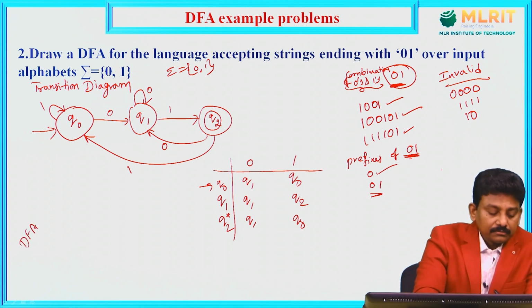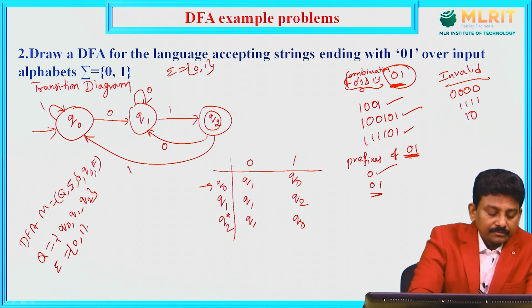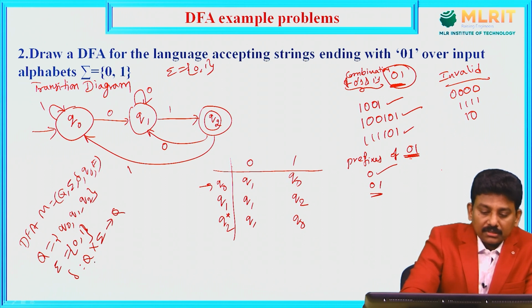DFA M equals (Q, sigma, delta, Q0, F). Q is the set of states: Q0, Q1, Q2, the three states. Sigma is 0, 1. Delta is a transition function, Q cross sigma to Q. Q0 is the initial state. F is the set of final states. Q2 is the only final state.